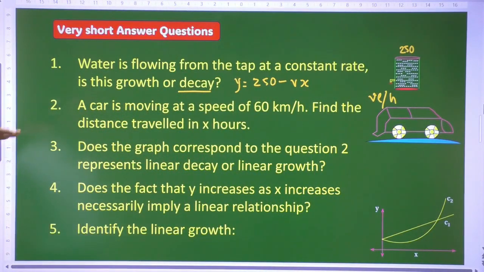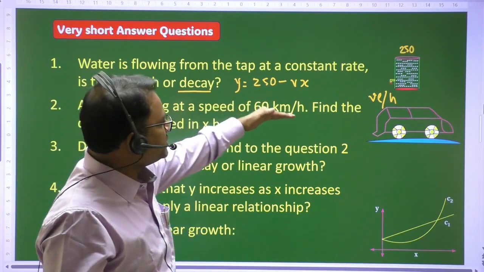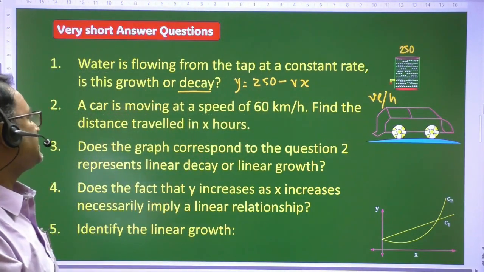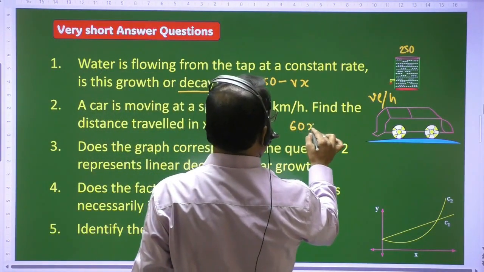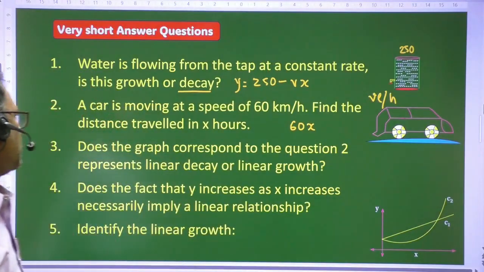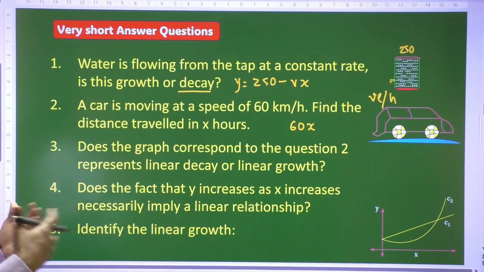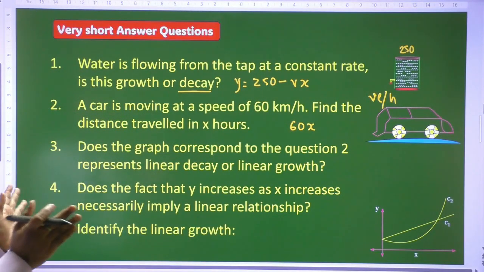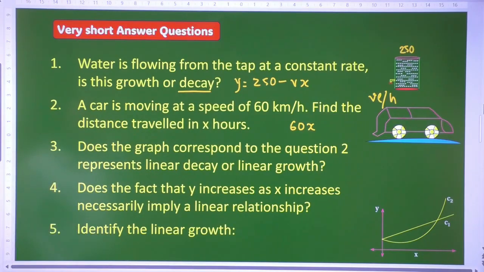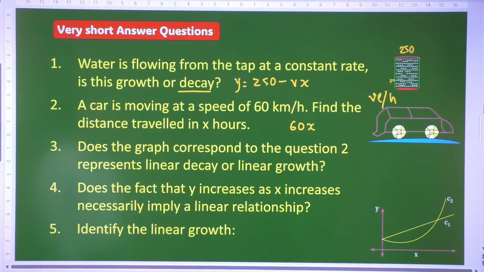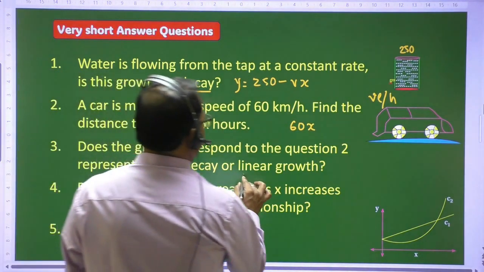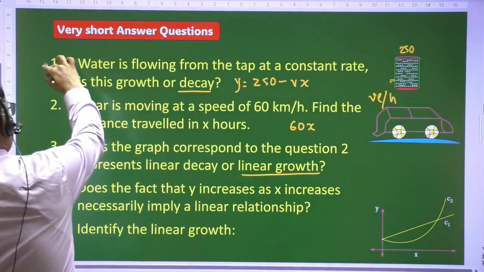Now, a car is moving at a speed of 60 km per hour. Find the distance traveled in x hours. It is 60x, so it is linear growth. For every increment of 1 hour, there is a certain increment in the distance. Does the graph corresponding to equation 2 represent linear decay or linear growth? It indicates linear growth.